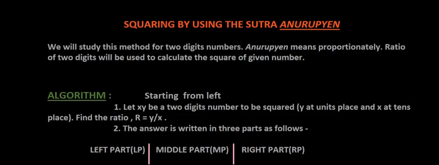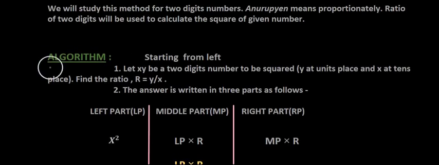Now what will be the working steps? Let us learn. Let us read the algorithm. We are going to start from the left side. Step number 1. Let xy be a 2-digit number to be squared, where y is at the units place and x is at the tens place. Let x, y be a number having 2 digits x and y. Y is at the units place and x is at the tens place.